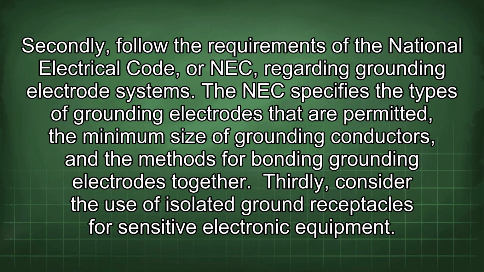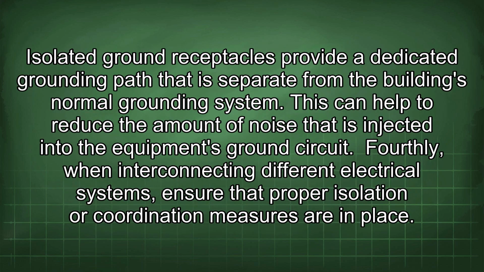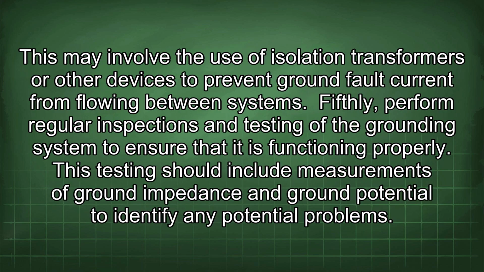Thirdly, consider the use of isolated ground receptacles for sensitive electronic equipment. Isolated ground receptacles provide a dedicated grounding path that is separate from the building's normal grounding system. This can help to reduce the amount of noise that is injected into the equipment's ground circuit. Fourthly, when interconnecting different electrical systems, ensure that proper isolation or coordination measures are in place. This may involve the use of isolation transformers or other devices to prevent ground fault current from flowing between systems.